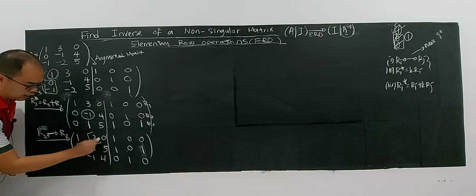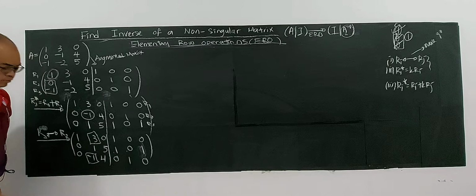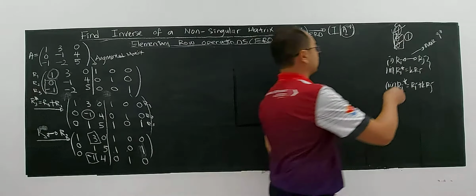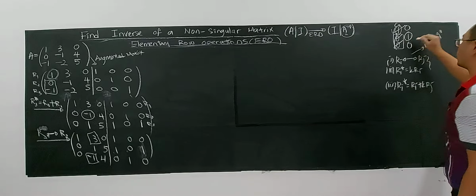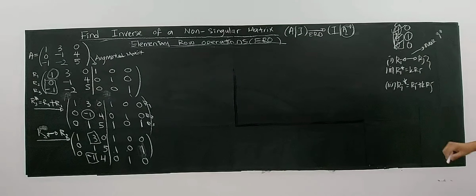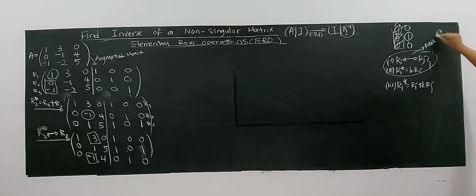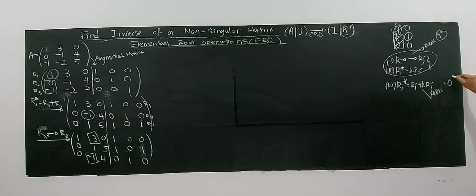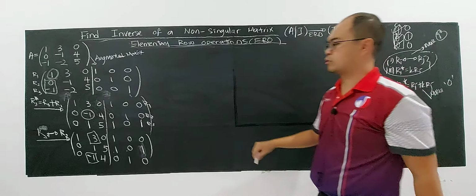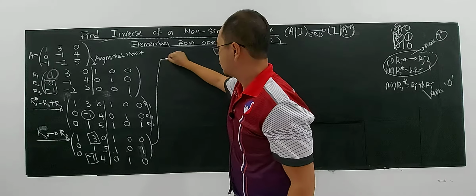So now you have to make this 2 become 0, right? You have to make this 2 become 0. Fourth step, the fourth step. So you want to make something become 1. You want to make something become 0. Make 0. Just remember this way. So now continue. All right.